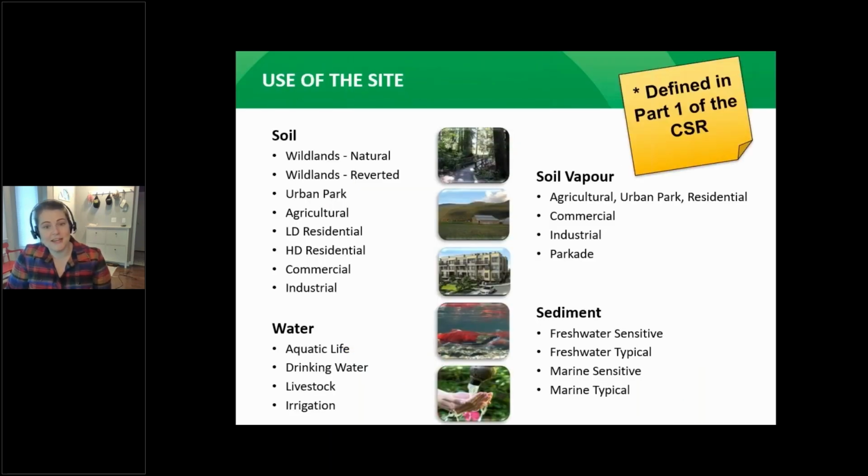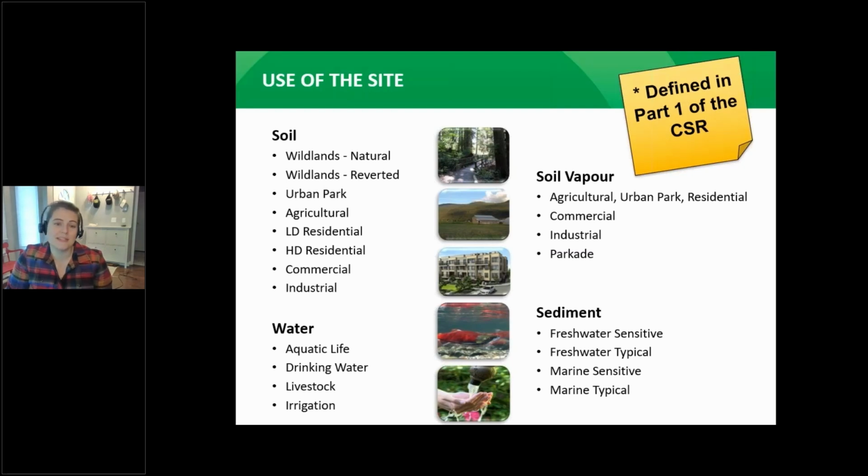Regardless of whether numerical standards or risk-based standards are used in remediation, current and reasonable potential future use of the site needs to be carefully considered. Remediation requires that the use of the site corresponds with the appropriate numerical standards or risk-based protection levels. This slide shows the 8 land uses, 4 water uses, 4 vapor uses, and 4 sediment uses as defined in the CSR. The uses are listed in the CSR schedules, and they're also precisely defined within Part 1 of the CSR.